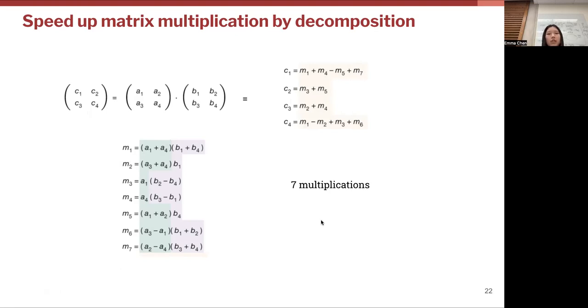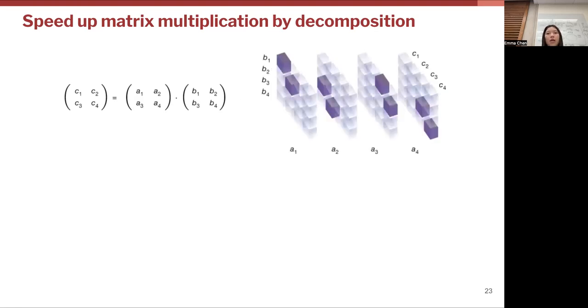So now the question is, how do I even come up with these 7 intermediate values? And how do I know what combination I should use to get C1, C2, C3, and C4 from the 7 intermediate values? Before I go into the way to do that, I'm going to introduce this 3D multiplication matrix that is also mentioned in the paper. So what is this matrix?